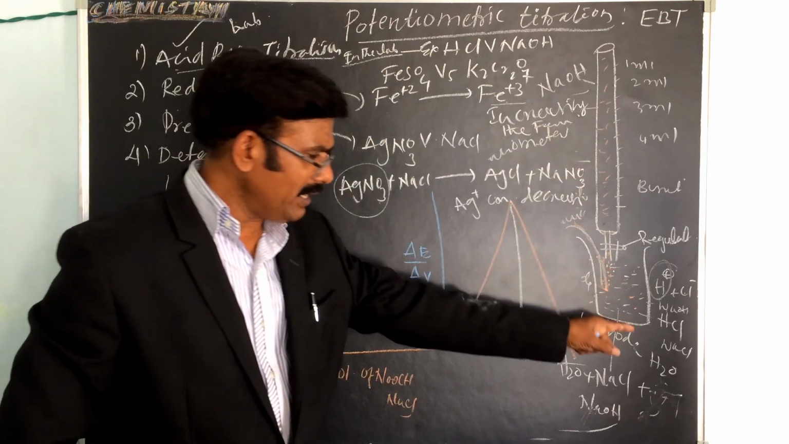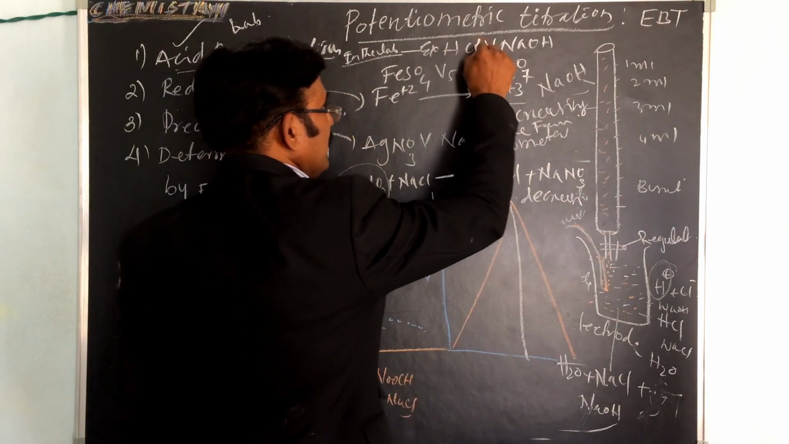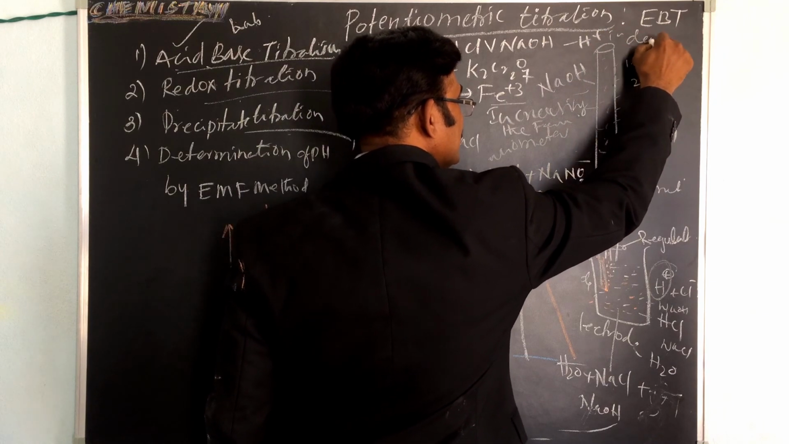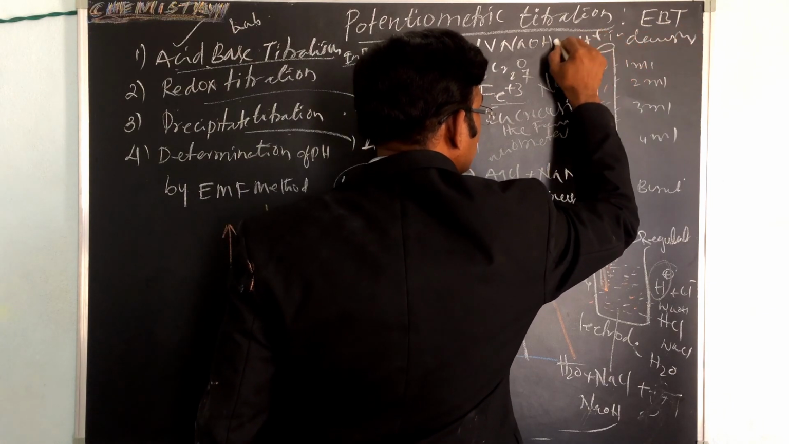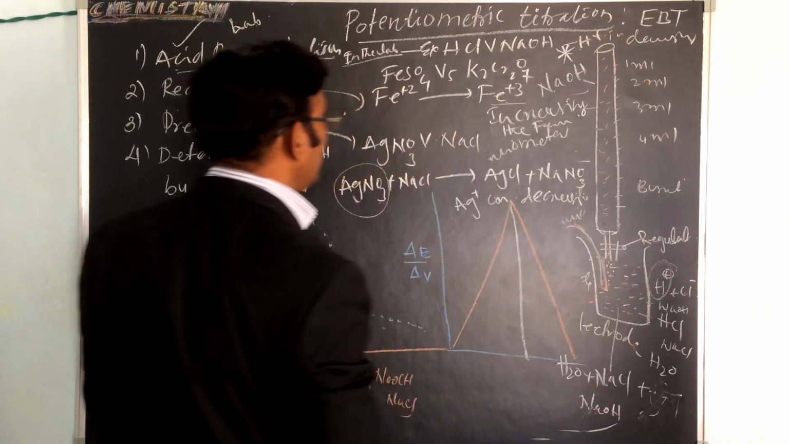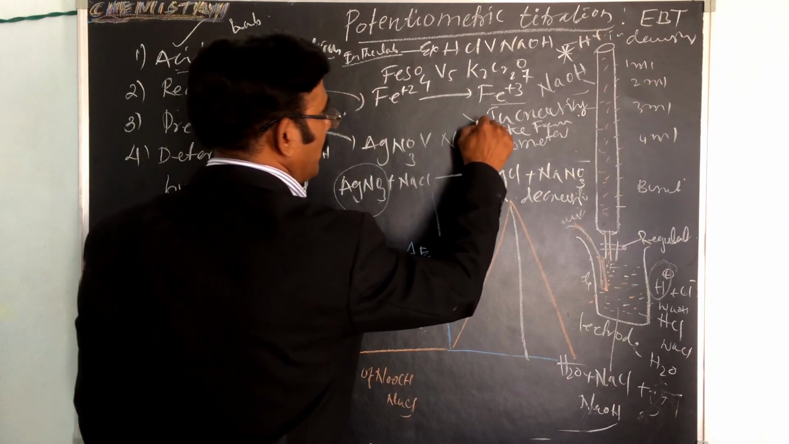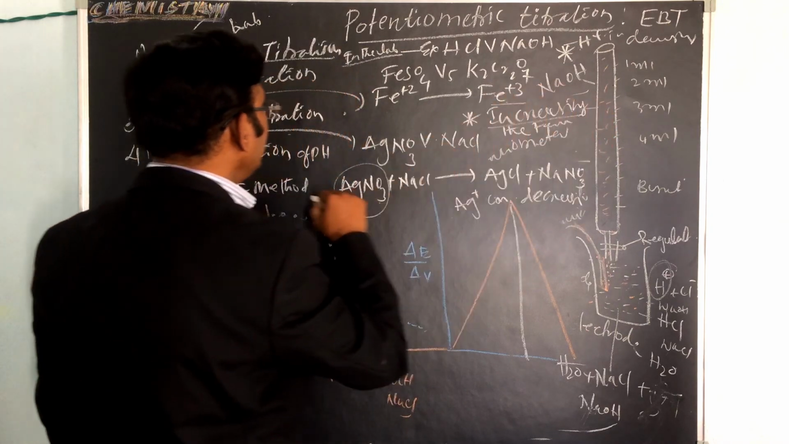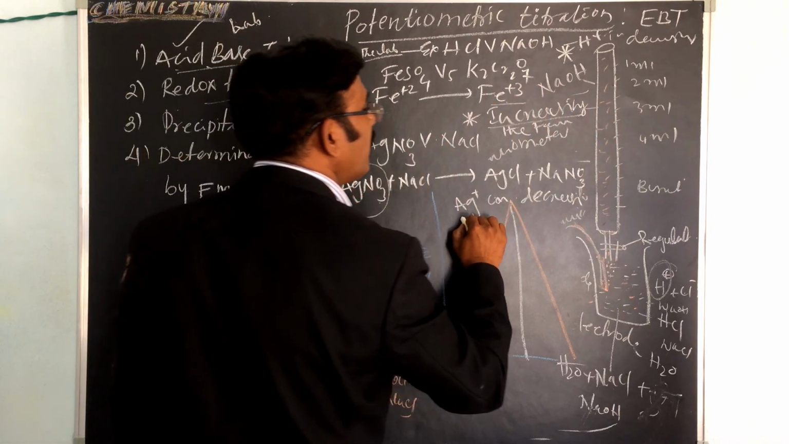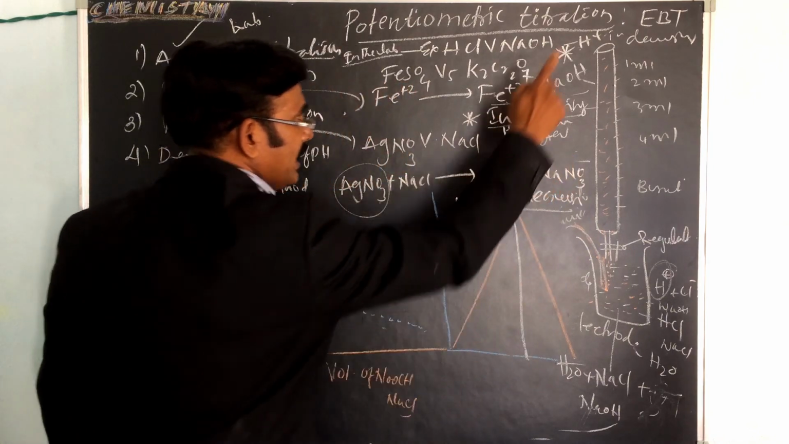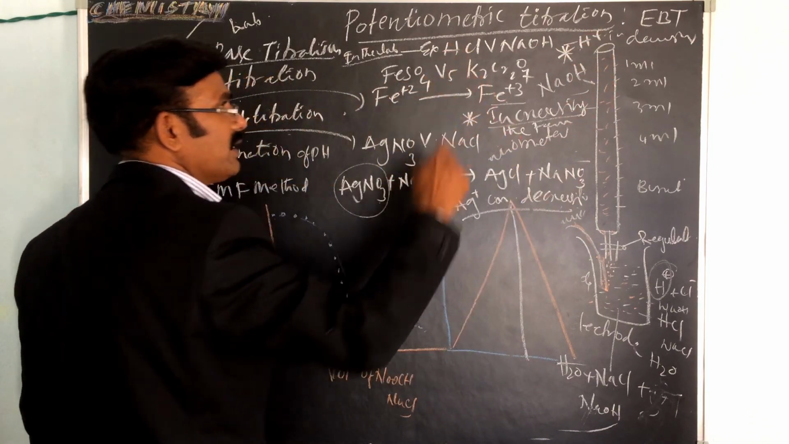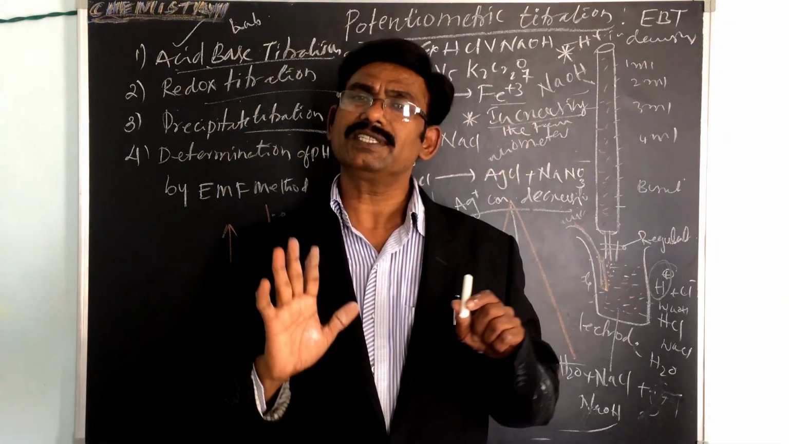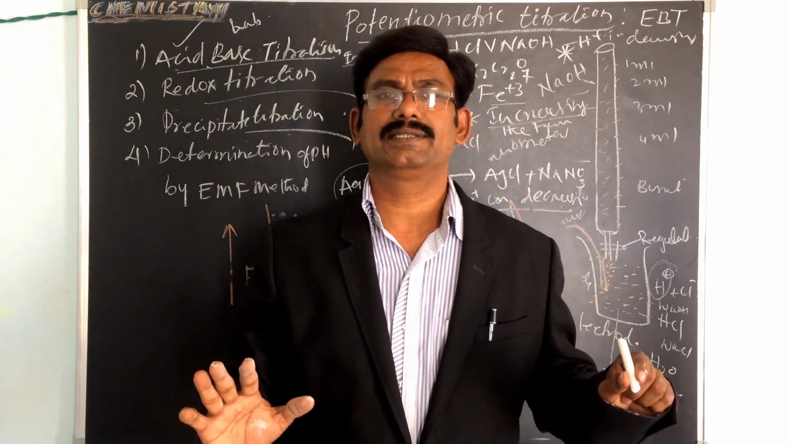The main point is that in HCl titration, the H plus ions are decreasing. This is very important. In redox titration, the ferric ions are increasing. This is very important. And in the case of precipitation, silver ions are decreasing. So: decreasing H plus, increasing ferric, decreasing silver. These three points you have to remember. This is sufficient for getting good marks.